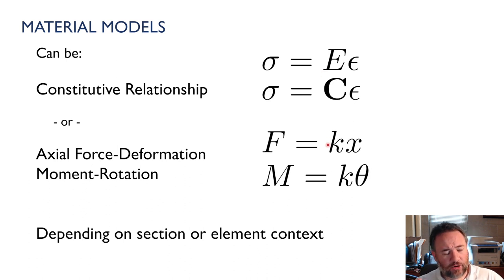If I'm defining an overall behavior, like I'm defining a brace and I'm putting my material directly into a truss element, for example, or directly into a plastic hinge at the end of the beam, then when I define my material model, I'm going to define it in terms of rotation versus moment in kilonewton millimeters or whatever the appropriate units happen to be.